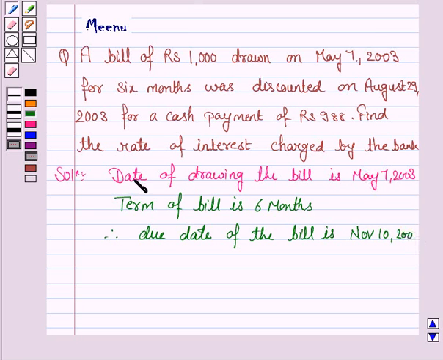10, 2003. Since the date of drawing the bill is May 7, 2003 and the term of bill is 6 months, so from May 7, 2003 to November 7, 2003, we have the term of bill and 3 days of grace period.